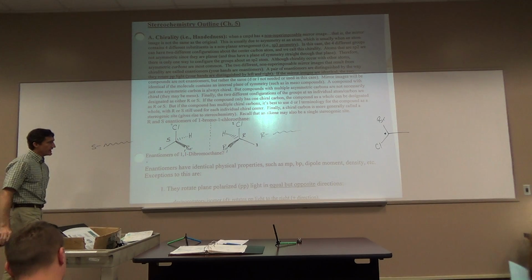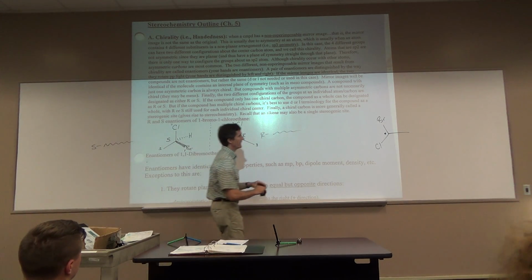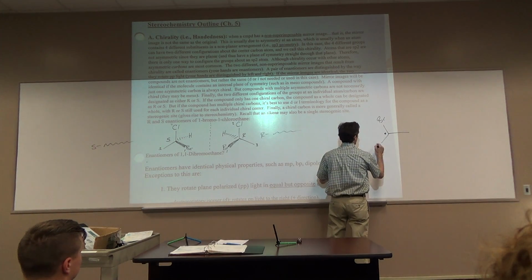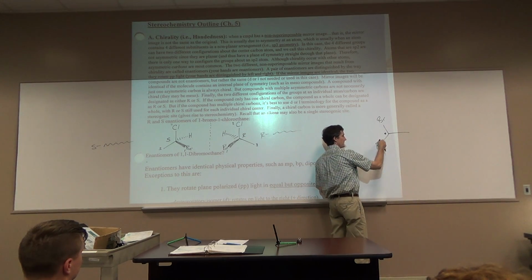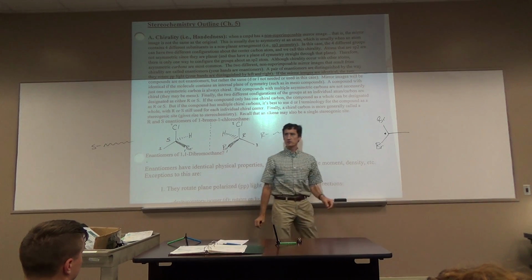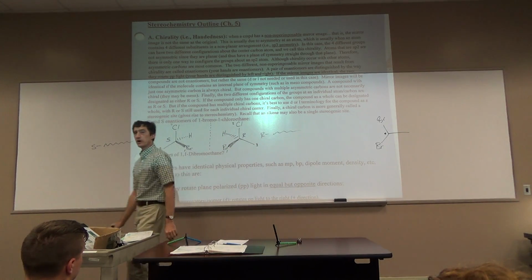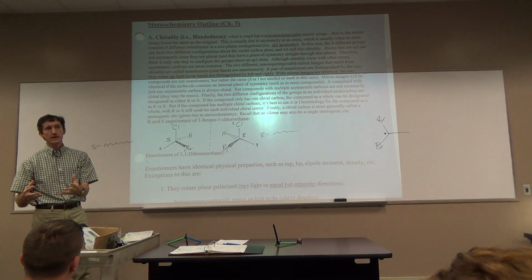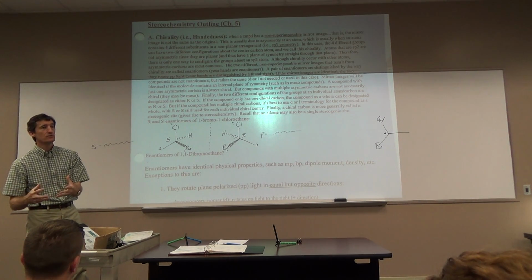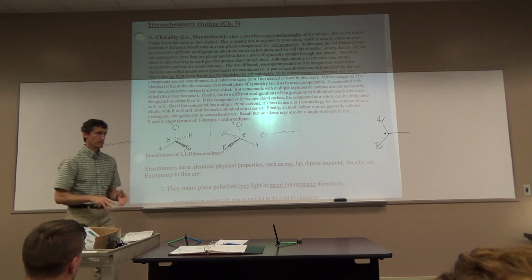Enantiomers of 1,1-dibromoethane. What if this was bromo? Hopefully I don't need to spend much time on this. Is this carbon chiral? What's a chiral carbon? No. A chiral carbon is a carbon that has no symmetry, mostly due to having 4 different groups.